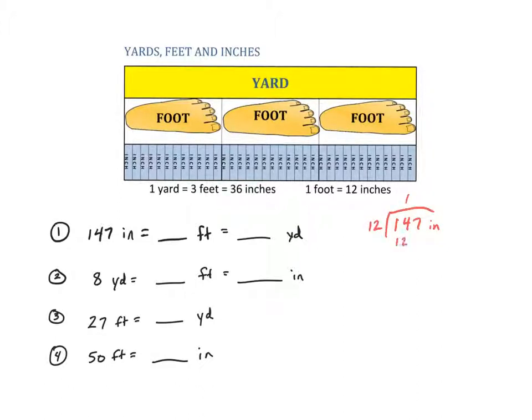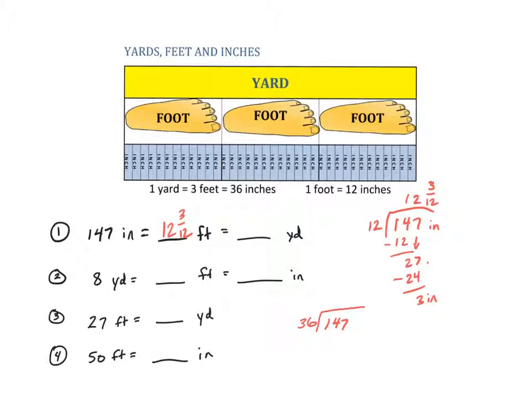So I can divide by 12, and I get, let's see, 12 feet with 3 inches left over. I can write that as a fraction as 12 and 3/12 feet. Now, if I want to know how many yards this is, I'm still going to take my 147 inches, but this time it takes 36 inches to make 1 complete yard. 36 inches right here in exchange for 1 yard. So instead of dividing by 12, I'm going to divide by 36.